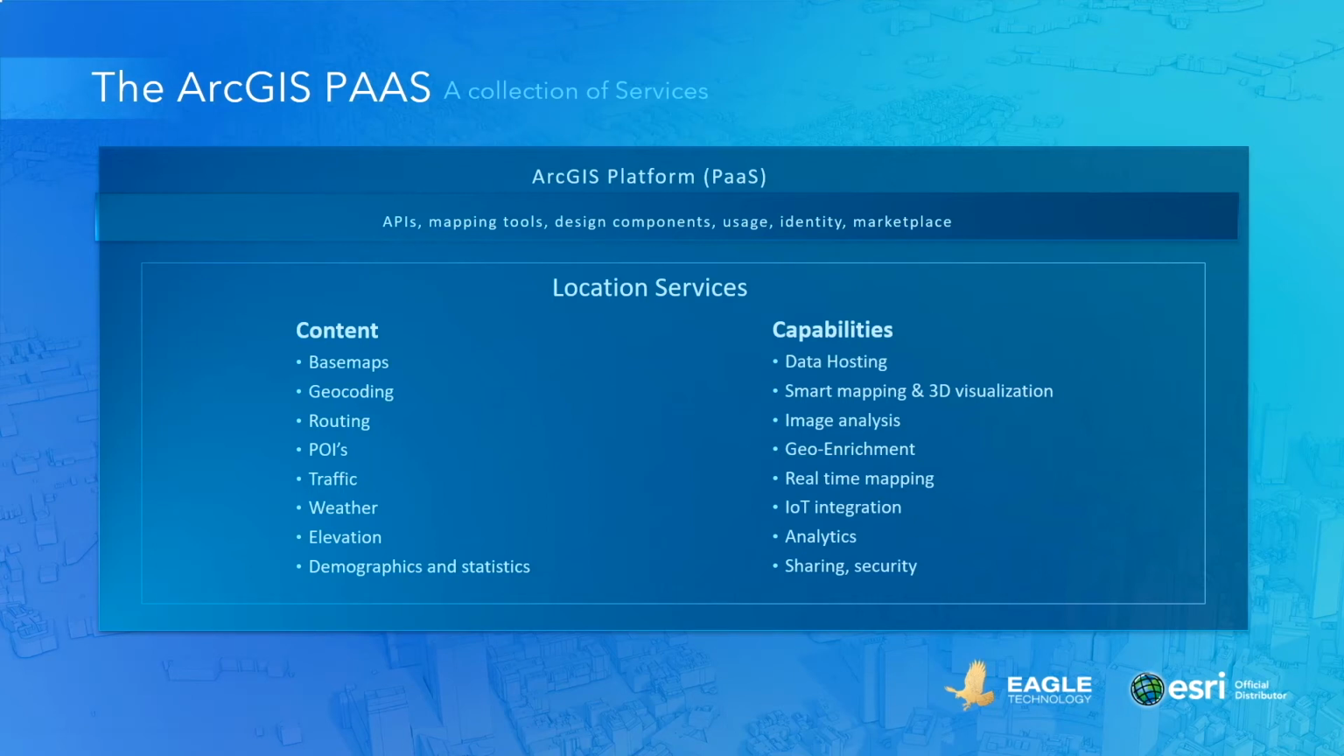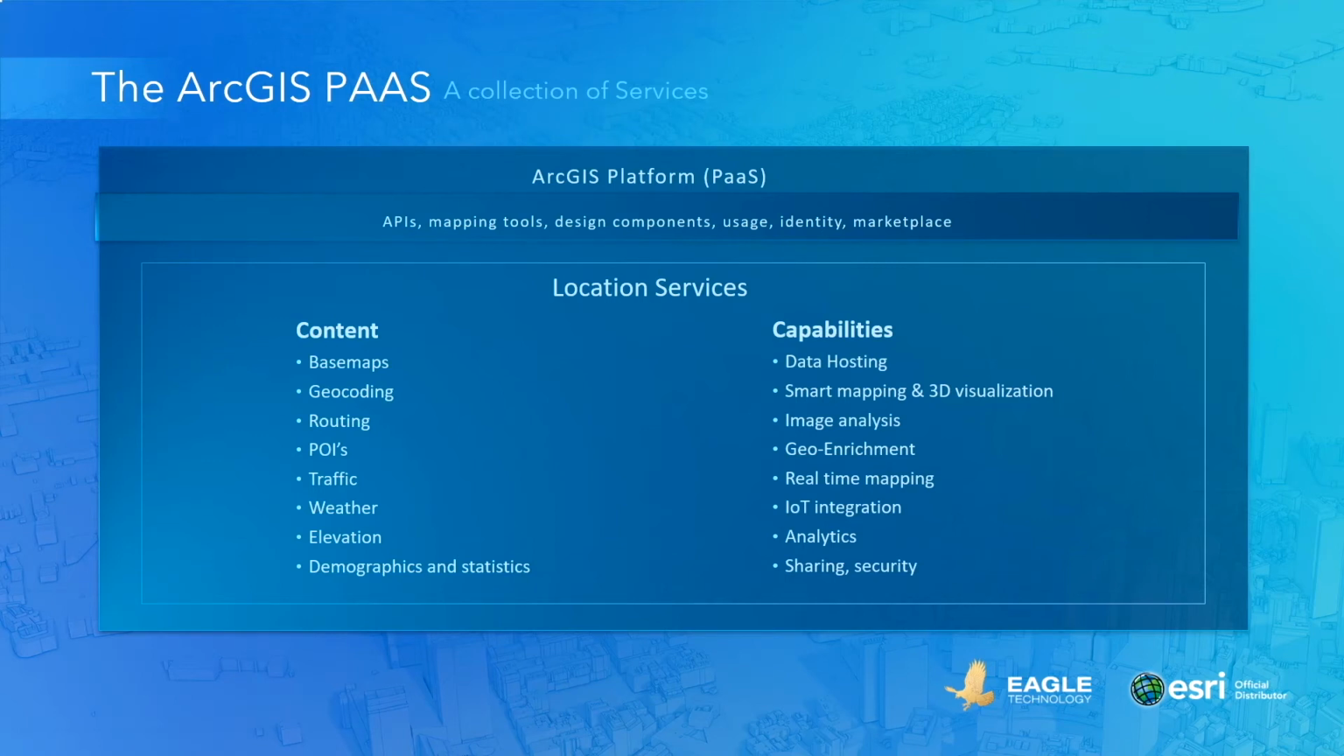Data visualization, sophisticated 2D and 3D data visualization capabilities. Common abilities such as geocoding and advanced routing. Maps and data, streamlined access to both New Zealand and global information. Powerful and sophisticated abilities like spatial analytics, image analysis, real-time mapping and IoT integration.